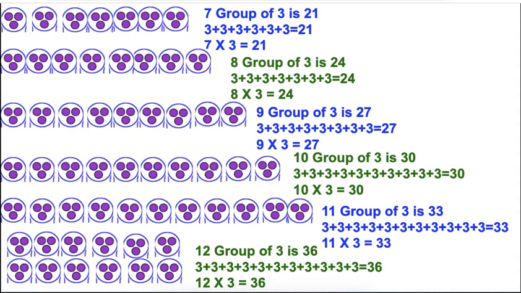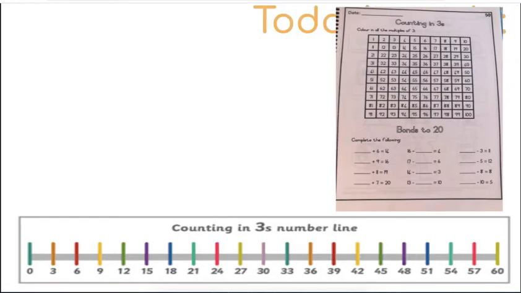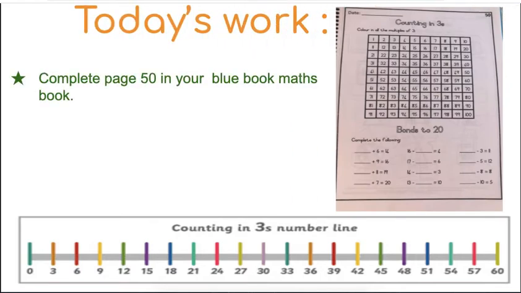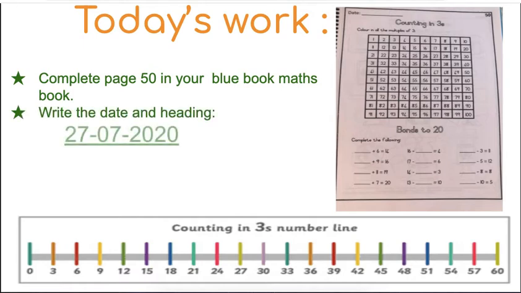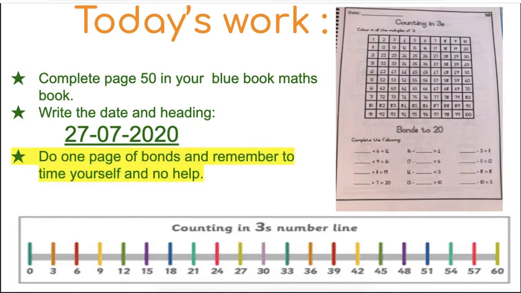I'm sure you got that all on your whiteboard or your times tables. Now let's look at our work for today. Okay, complete page 50 in your blue maths books. Write the date and the heading at the top is 27-7-2020. And you're also going to do a page of bonds, and remember to time yourself and no help.